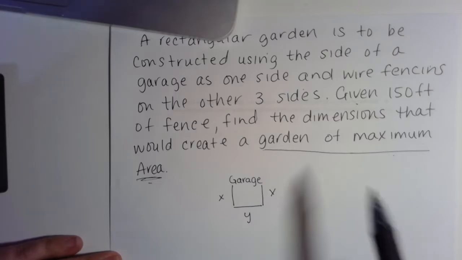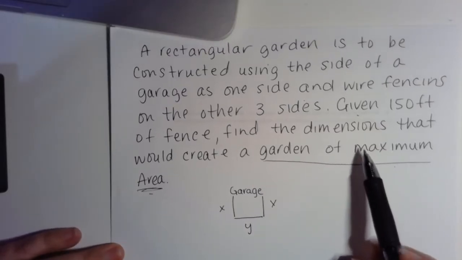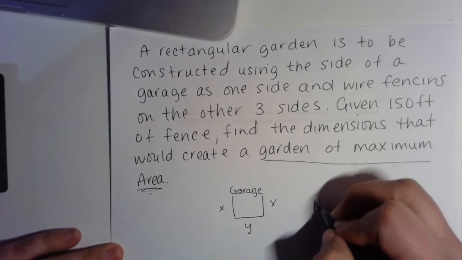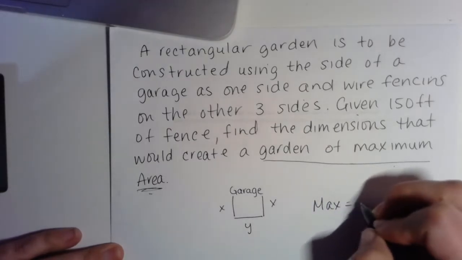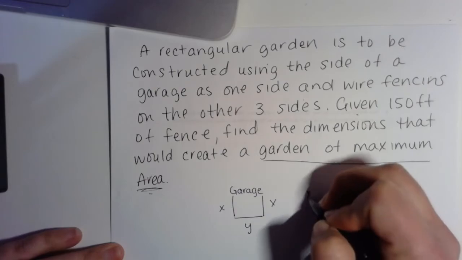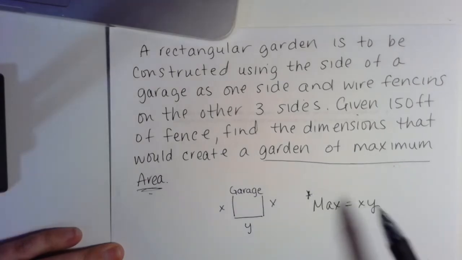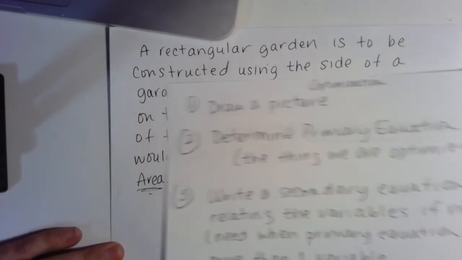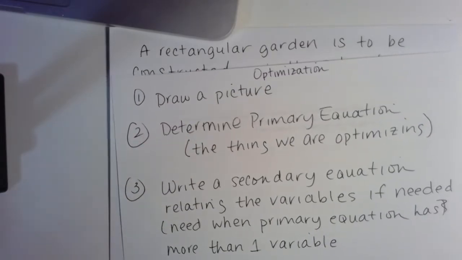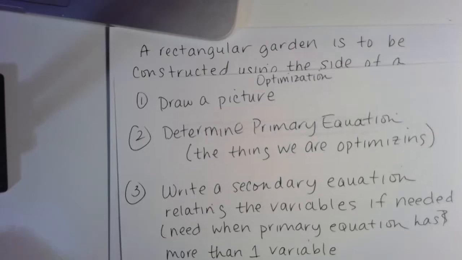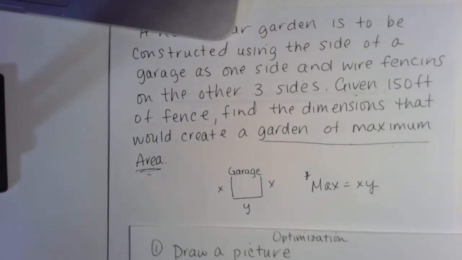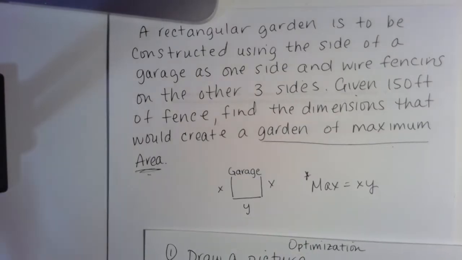All right, so based upon the fact that we know that we want our maximum to be area, this is the formula, right? The thing that says maximum, this is the thing we're going to do all the calculus on. So that is our primary equation. It says determine the primary equation, the thing we are optimizing, which in this case is area. So from my picture, I have x times y.